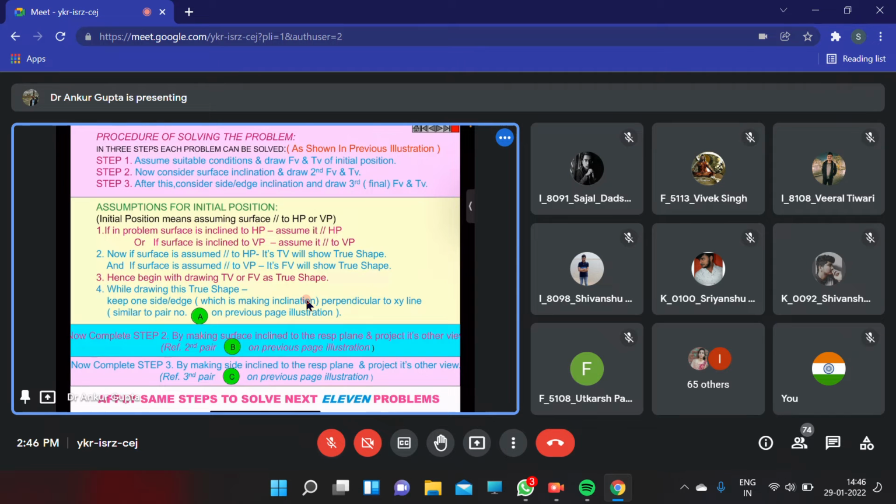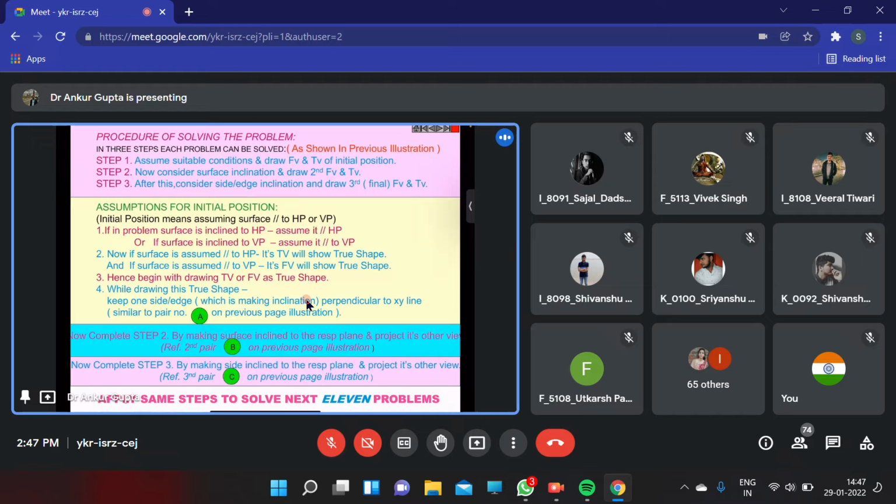So here it is some standard procedure, but it's more important to understand. Assume suitable condition and draw front view and top view of initial position. Now consider surface inclination and draw second front view and top view. After this, consider side edge inclination and draw the third, final front view and top view. Means पहले एक surface से incline करेंगे, फिर हम दोनों surface से incline करेंगे.